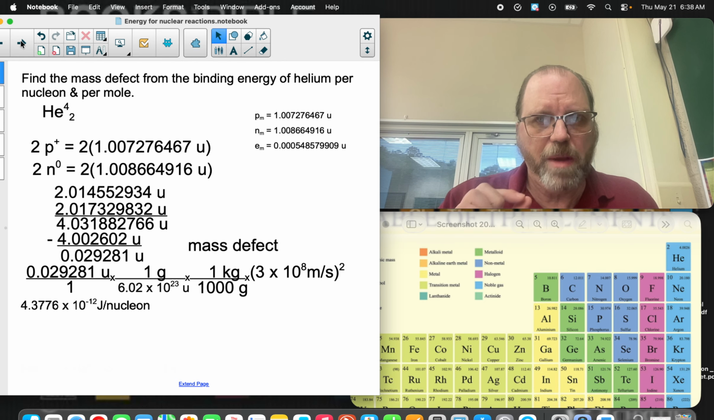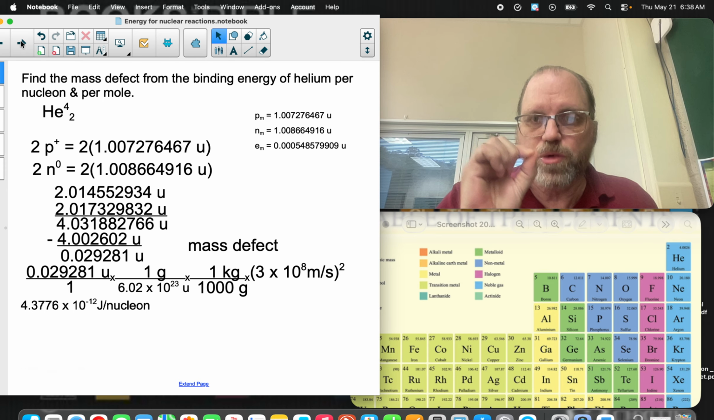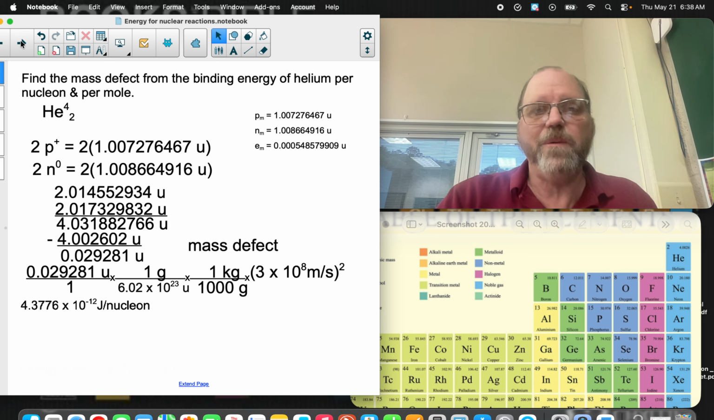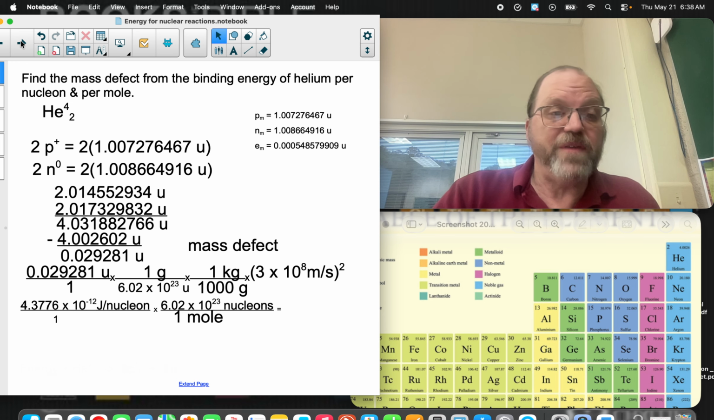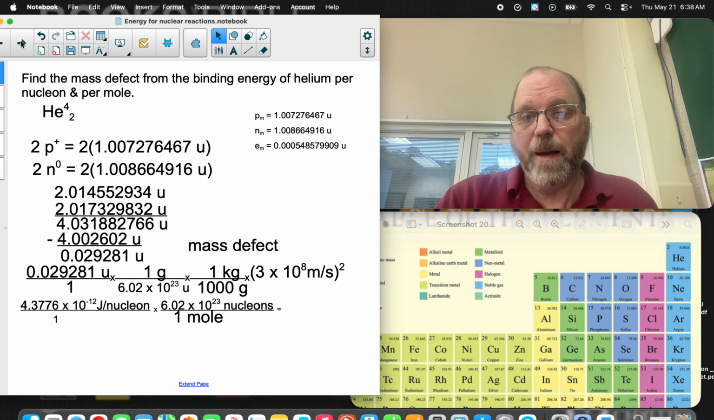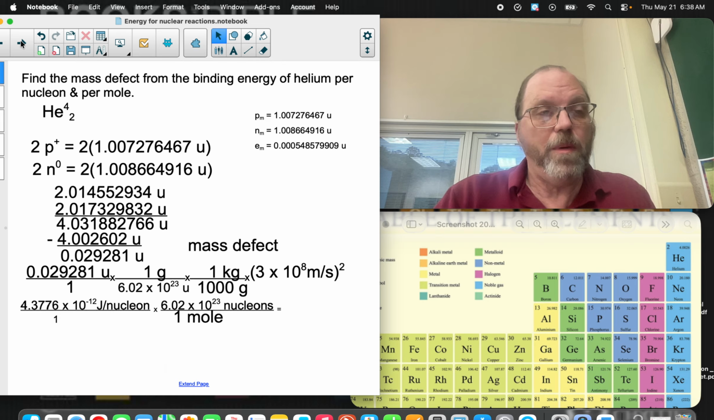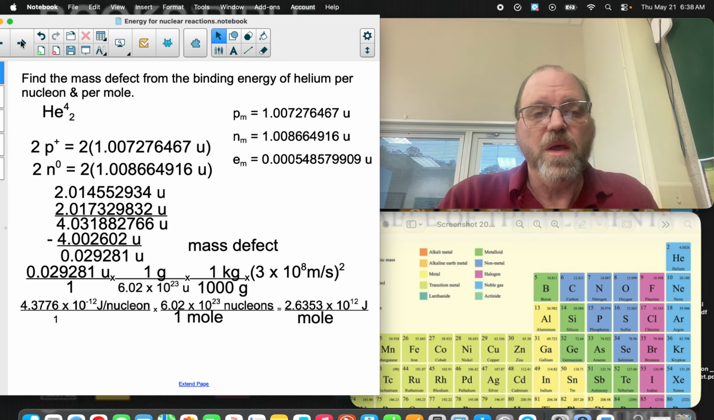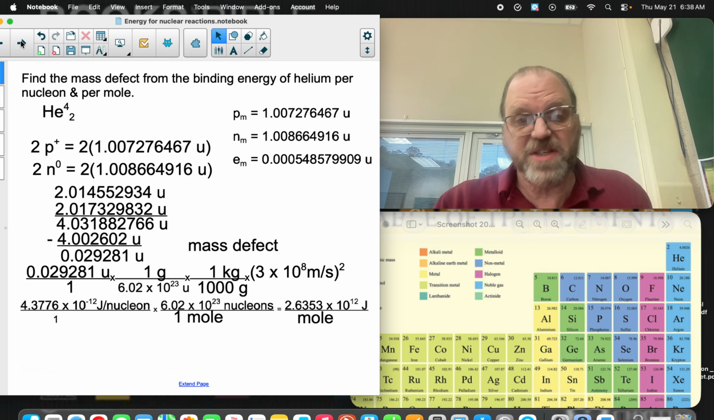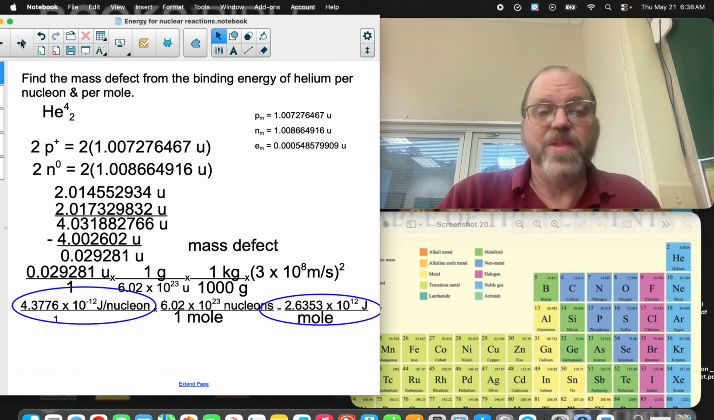Now that's a very small number. Remember, that's per each individual nucleus. How do we find it per mole? We're going to use Avogadro's number again. We take 6.02 times 10 to the 23rd nuclei, and that's a mole because 6.02 times 10 to the 23rd of anything is a mole. When we multiply those through, we get 2.653 times 10 to the 12th, a much more massive energy per mole, and those are our answers.